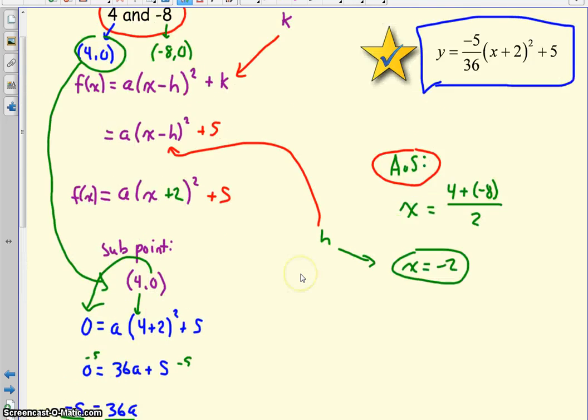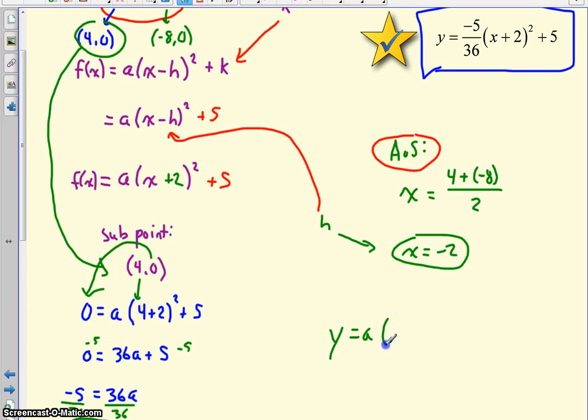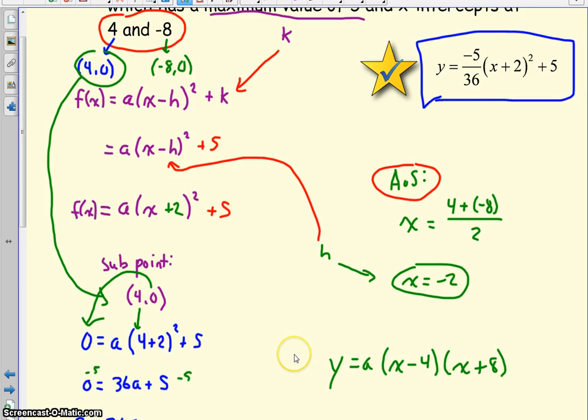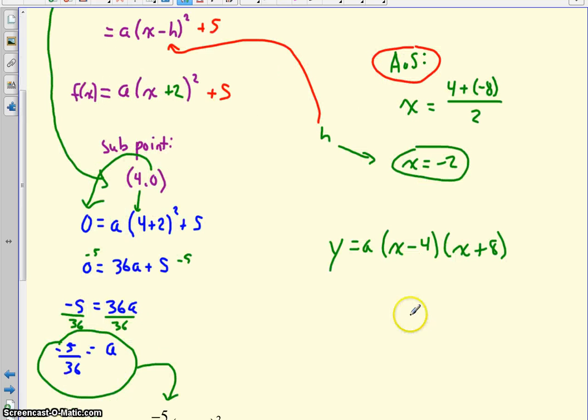which then gives me my final equation in vertex form. If you started by creating factored form because of the x-intercepts, that's fine. You would have had some a value, and then you would have had x minus 4, x plus 8. But again, in order to find a point to sub into the equation to solve for a, you would still have to have found the vertex, because you have the maximum value of 5, and you find the axis of symmetry that goes with it, which is negative 2, so you'd be subbing in the point negative 2, 5. Once you know that you have this point, which is the vertex, why not just create vertex form? It's just going to be a little bit easier for you to work with.